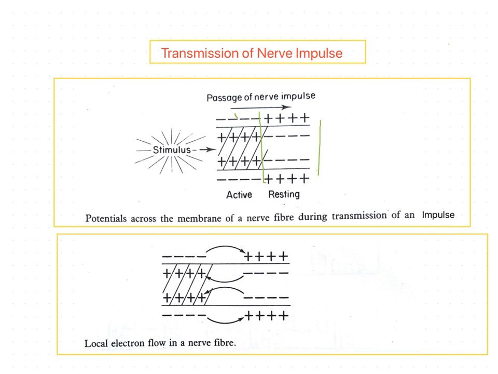The potential difference between the active and resting parts of the nerve causes local electron flow. Here you can see the local electron flow taking place. And then immediately after this activity, the sodium ions are pumped out again and that part of the nerve returns to its resting state.